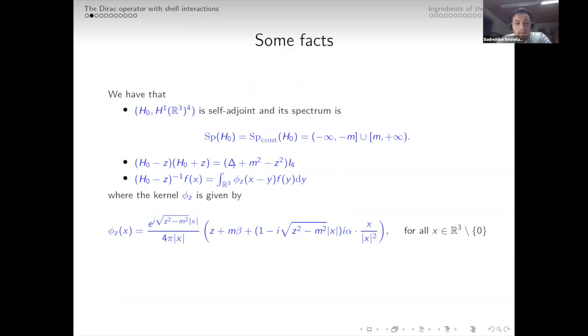And because of this identity, we have an explicit expression for the resolvent of this Dirac operator in terms of a convolution integral, where phi z is the fundamental solution of the Helmholtz operator. So remark that here we have the fundamental solution of this Helmholtz operator, and we are just applying H0 plus z to get this fundamental solution. So those are the basic things to know about the Dirac operator in R3.